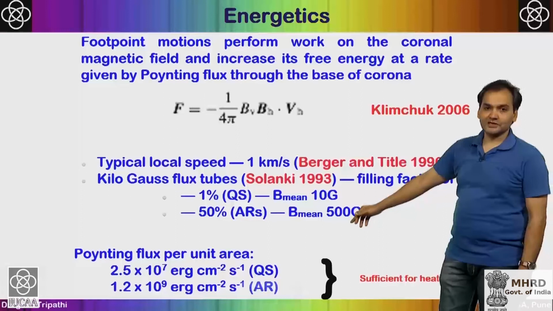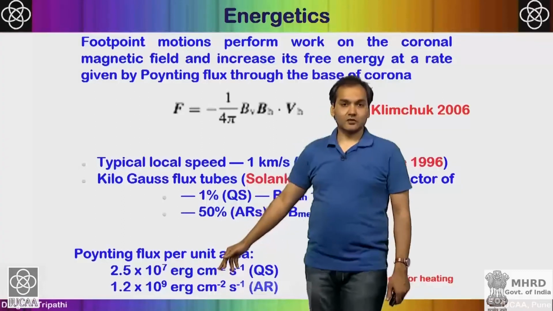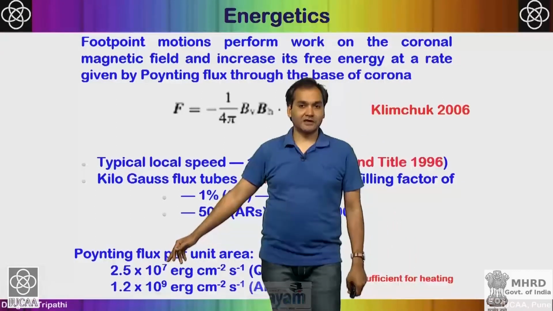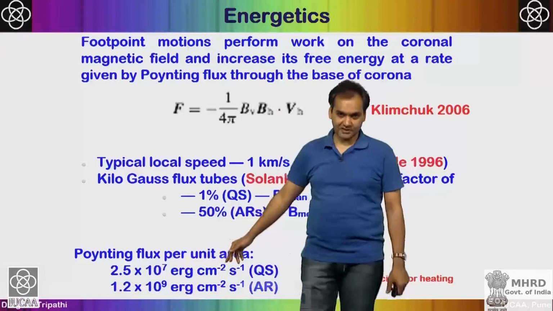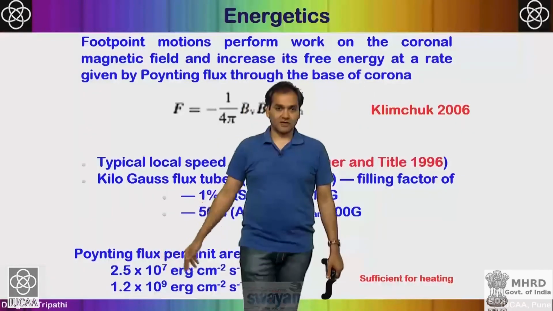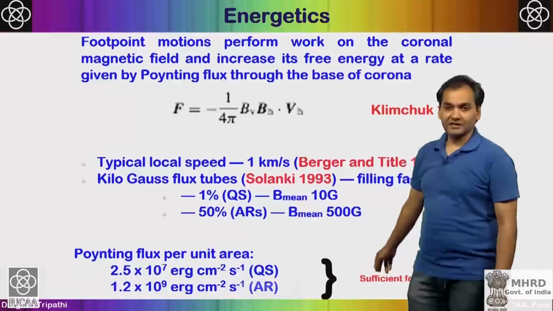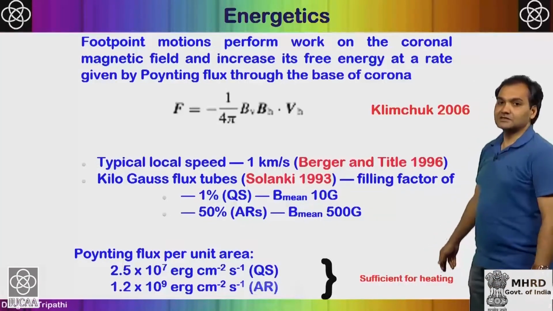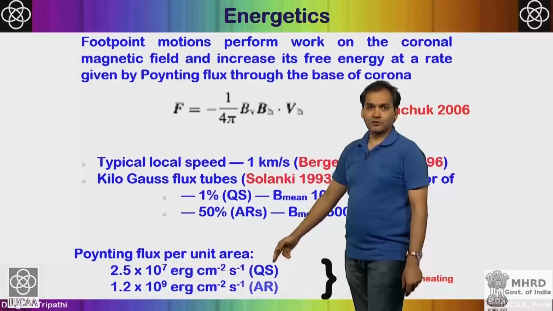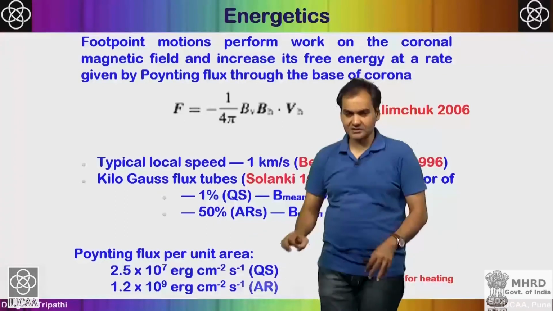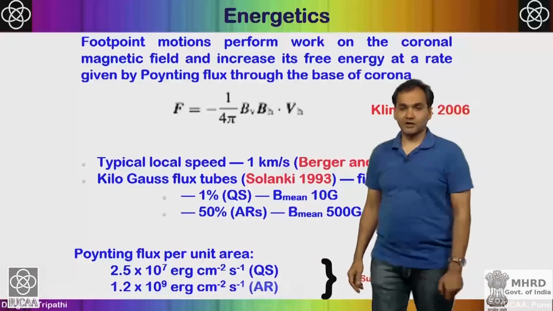If you put all these numbers together, the Poynting flux per unit area for the quiet Sun is 10 to the power 7 ergs per centimeter square per second, and for the active region it is about 1.2 times 10 to the power 9 ergs per centimeter square per second. Now, if you compare these with the numbers I mentioned earlier, the energy due to the work carried out by these foot point motions is more than sufficient to heat the upper layers or sustain the radiation from the upper layers of the atmosphere.